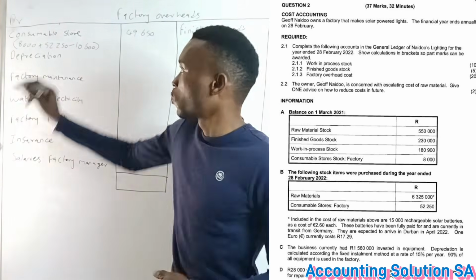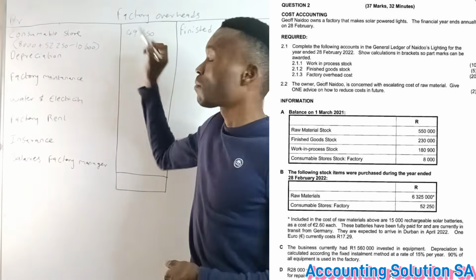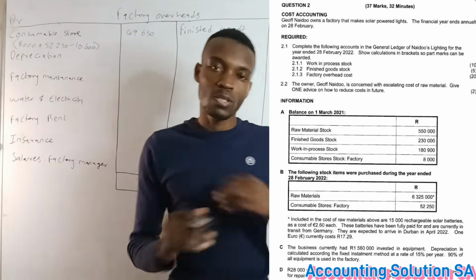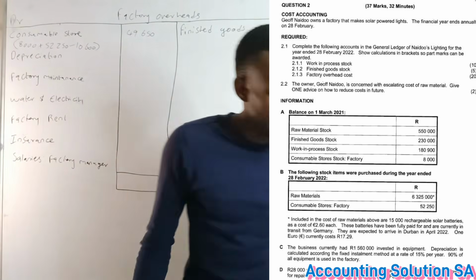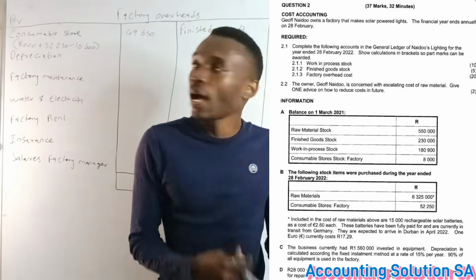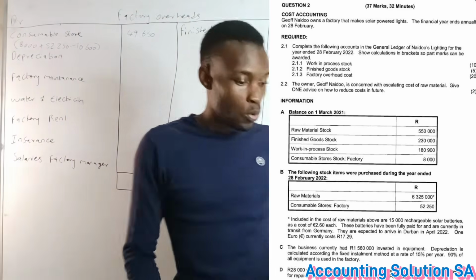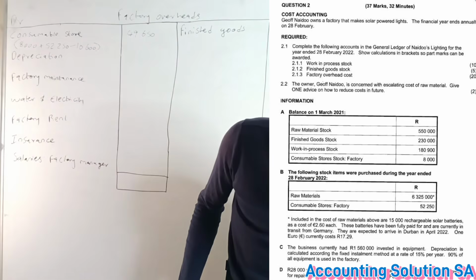Simple as that. So it's 1 mark, 1 mark, 1 mark, and 1 mark, which means that it's 4 marks. So it's very simple and straightforward. Okay, now let's go and check other indirect cost or factory overheads. Okay, let's proceed to number C.